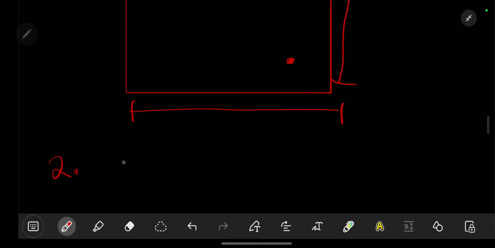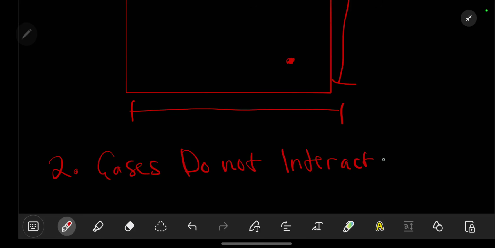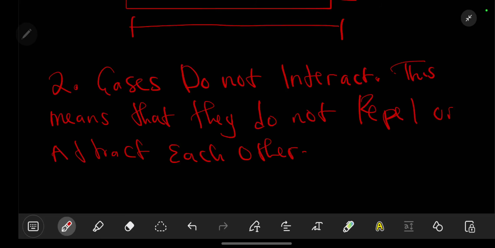The second assumption is that gases do not interact. What this means is that they do not have attractive or repulsive forces between them. So that is what we talk about. They do not repel or attract each other.